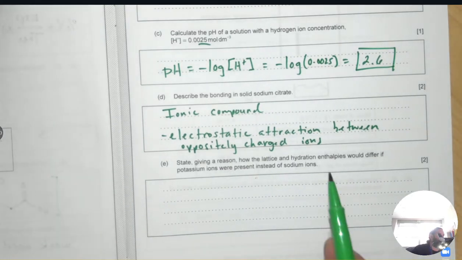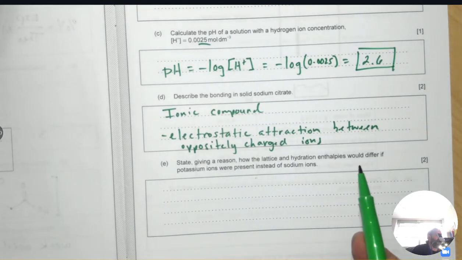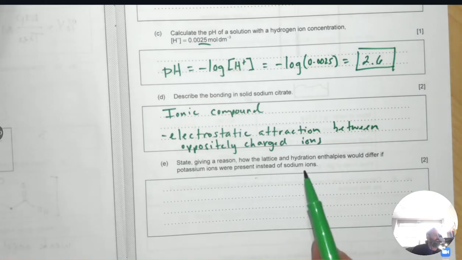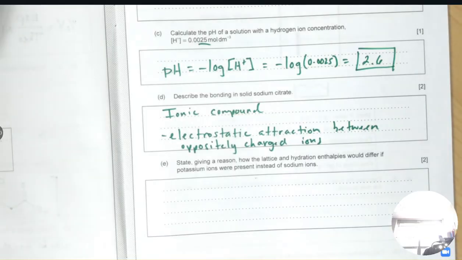All right, state, giving reason, how the lattice and hydration enthalpies would differ if potassium ions were present instead of sodium ions. All right, so let me grab a data booklet here. Actually, you know what? I'll just grab the old school periodic table.